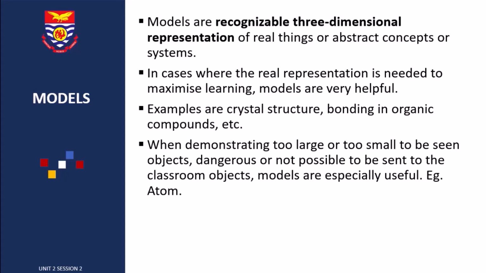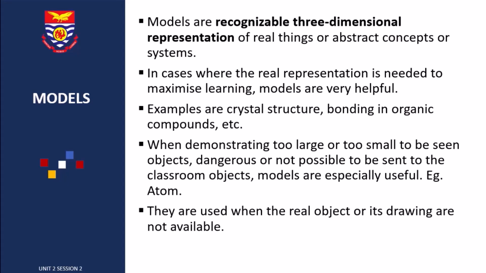They can be used to represent a highly complex phenomenon or process in a simplified way that can be easily understood by learners. And so, referring to the model we just saw, it is a representation of the structure of atoms in an organic compound. You cannot see this with your visual eye. You can only have it in a model form that is recognizable, but it is still a representation of a real atom itself. They are mostly used when the real object or its drawing are not available.